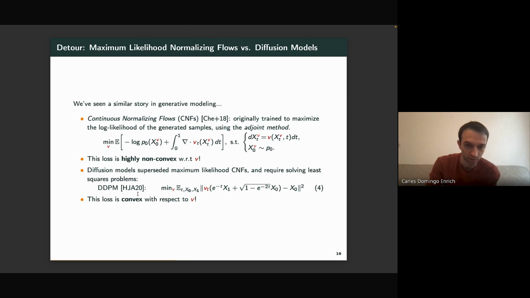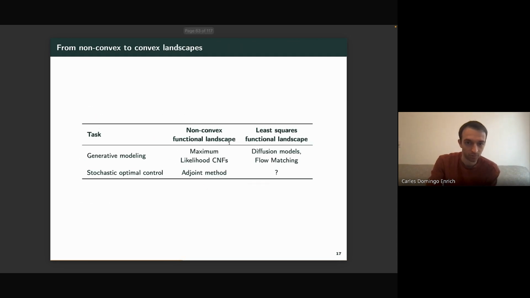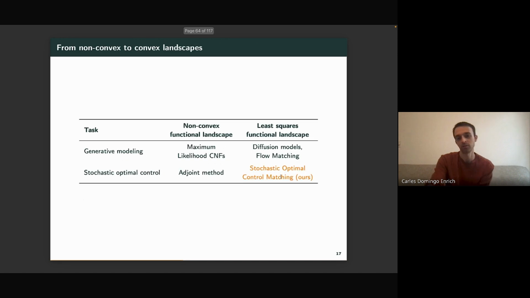And again, this loss is convex with respect to V. I already hinted a bit at this picture, but we have these two tasks: generative modeling and stochastic optimal control. Then we have non-convex functional landscapes, which are covered by maximum likelihood CNFs for generative modeling, and least squares functional landscapes, which are diffusion models and, lately, flow matching, which has been pretty popular in recent months. And then we want to come up with completing the square, and that's stochastic optimal control matching, which is ours.